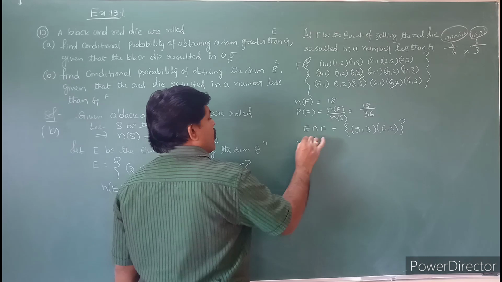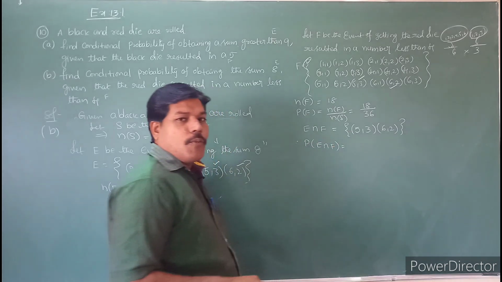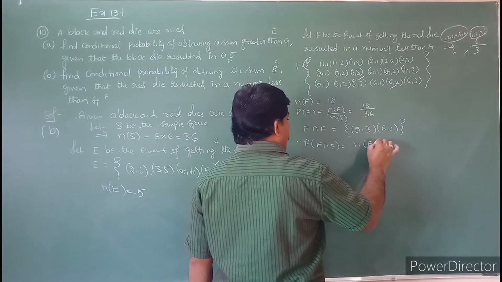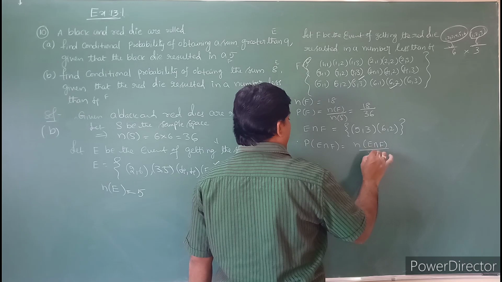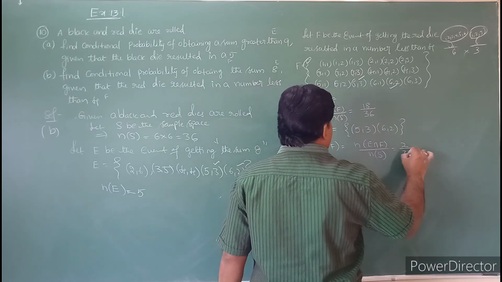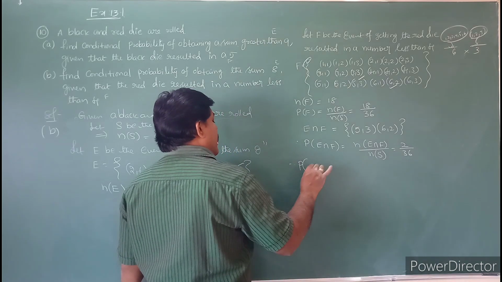So therefore probability of E intersection F is equal to n of E intersection F by n of S. So that is nothing but 2 by 36. Therefore, what is the question?